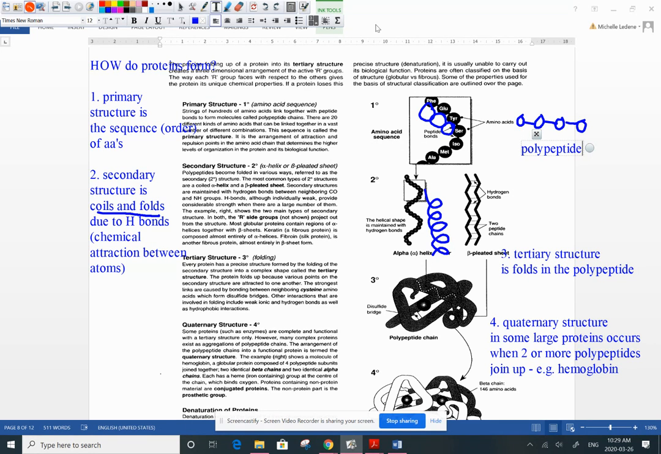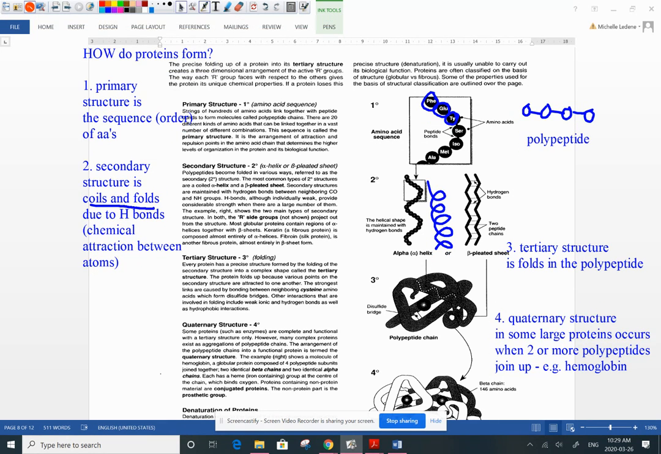And then when you join a whole bunch of polypeptides together, that's how you get a protein. And so our tertiary, our third order structure, is when we get folds in the polypeptide. And then our quaternary structure, and you can see this big picture down here at the bottom of 4 different big subunits that are joined together. Well, that's actually a hemoglobin molecule.